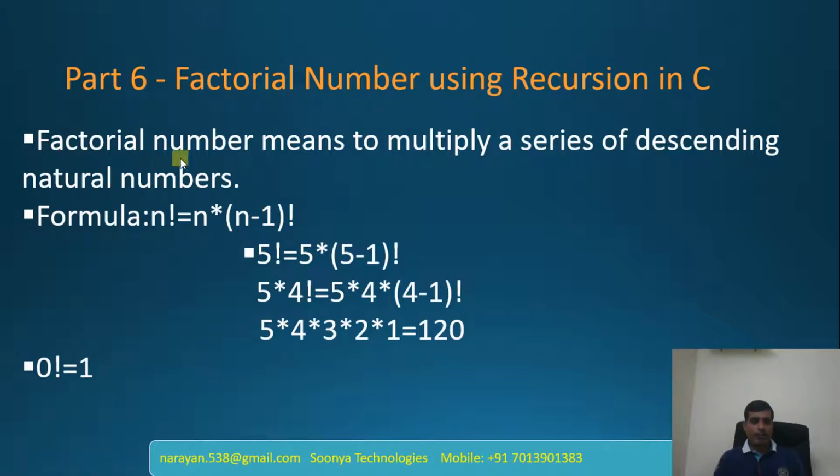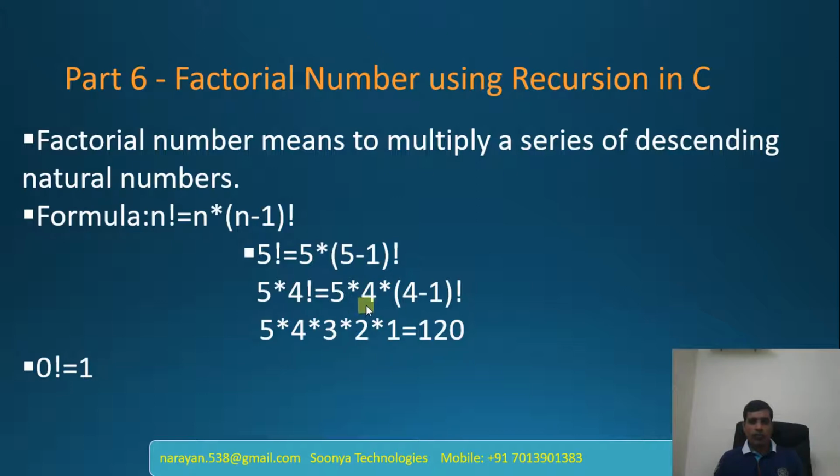What is factorial number? Factorial number means to multiply a series of descending natural numbers. The formula to calculate factorial of a number is n factorial equal to n into n minus 1 factorial. For example, if you want to calculate 5 factorial, then 5 factorial equal to 5 into 5 minus 1 factorial. Here 5 minus 1 factorial means 4 factorial. Then we need to calculate 4 factorial.